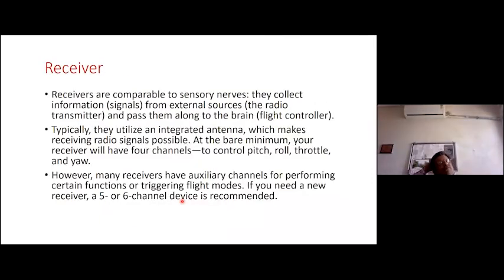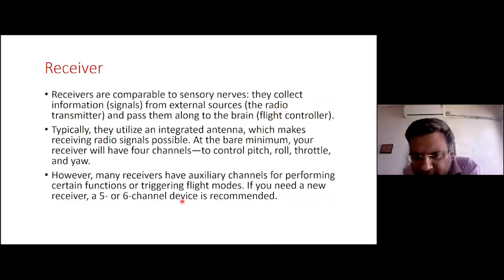Then we need the receivers. Receivers are basically a kind of sensing nerve, which collects information from external sources like radio transmission and gives updates to the flight controller. We have an antenna, and the antenna is connected with your transmitter. With the help of the transmitter, whatever command you give, your receiver will carry out.